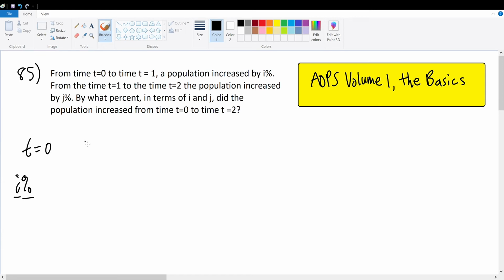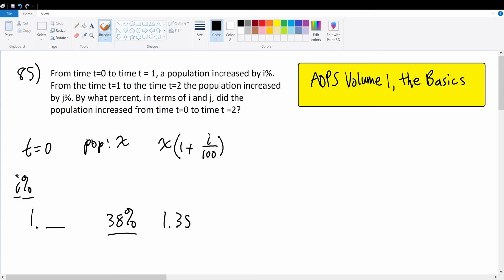So from time t equals 0, a population increased by I%. Let's let the population be equal to x. Hence, what it really means is that it increased to x times (1 plus I over 100). And you might be thinking, why did I add a 1 in front of I over 100? Because if you're increasing by some quantity, then it's 1 point that quantity. Such as, if I'm saying that it increased by 38%, that just means it is multiplied by 1.38. That is just some common sense on percentage. So that represents how much the population changed.